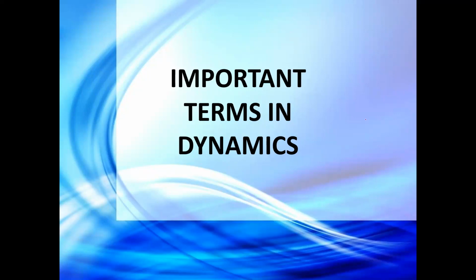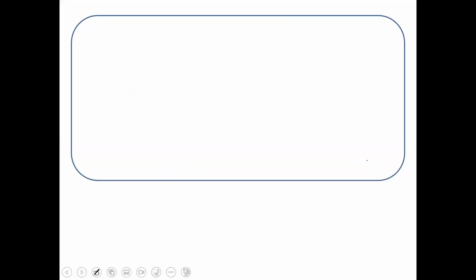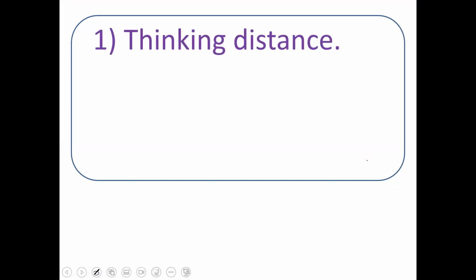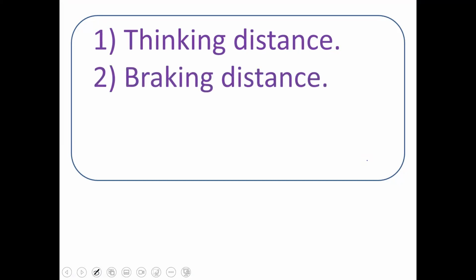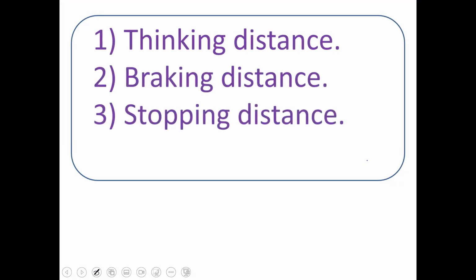What she is doing presently, can you tell me that? She started with important terms in dynamics. This is a topic which shows some terminologies like thinking distance, braking distance, stopping distance, and friction. In our yesterday class, we were talking about braking distance. It was a question there which was using this idea, braking distance. So now you have to copy this screen.